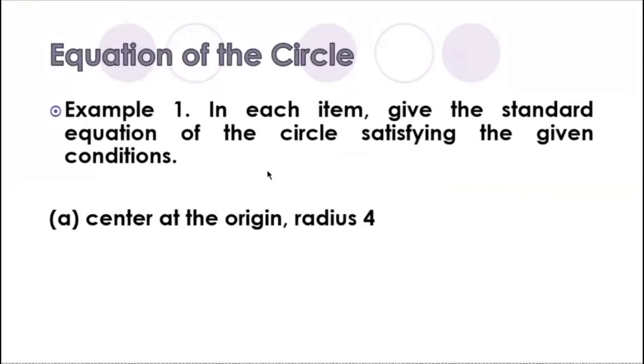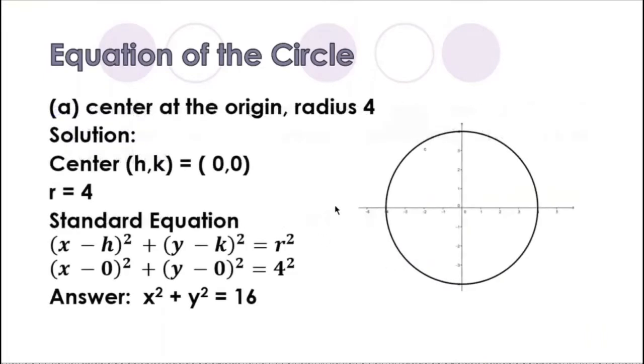So, okay, example 1. In each item, give the standard equation of the circle satisfying the given conditions. For letter A, center at the origin, radius 4. Okay, so ito yung ating magiging solution. Since ang ating center, sabi dun sa condition ay origin, so ibig sabihin ang kanyang coordinates ay 0, 0. At ang radius natin ay 4. So, magiging value ng r is equals to 4.